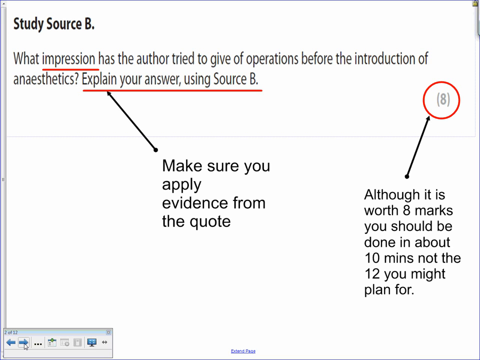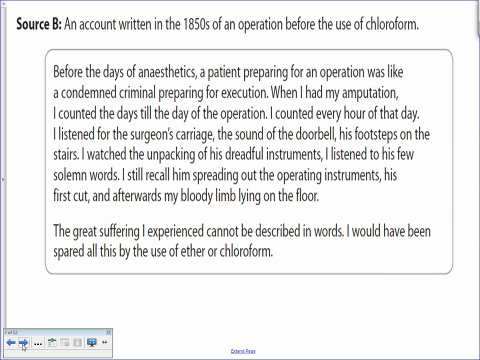Try not to go to the 12 you might ordinarily plan for. This is to give you that extra time for the big mark questions further on. And it's also due to the fact we're talking about a relatively straightforward skill. So here we have the source B, an account written in the 1850s of an operation before the use of chloroform.